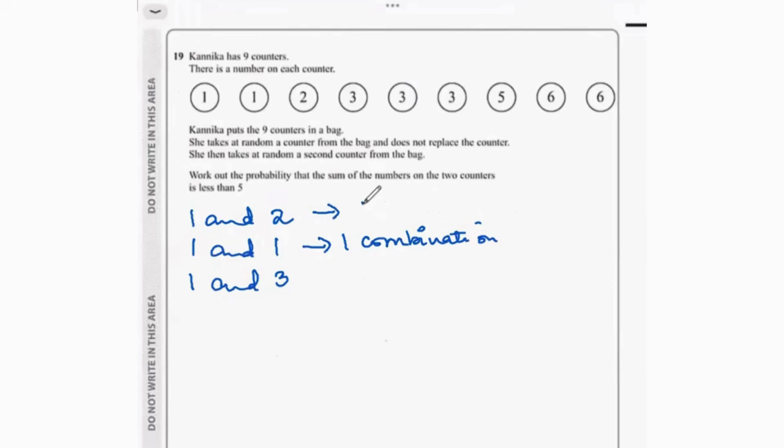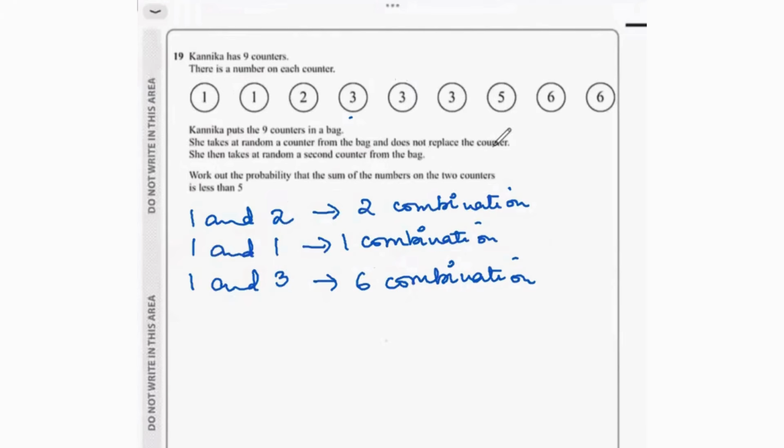But for picking 1 and 2, there are 2 combinations because she can pick 2 first and then 1, or 1 first and then 2. For 1 and 3, we have 2 1s and we have 3 3s. So she can pick 1, 3, and then she can pick the other 1 and 3, and then another 1 and 3. So there are 6 ways of doing that, 6 combinations, because it can't be the same one if one is out, because she's not replacing them.